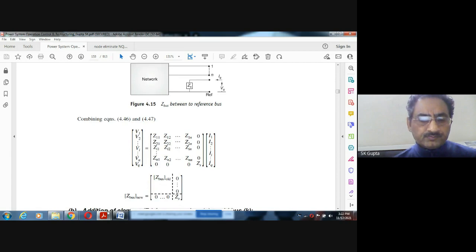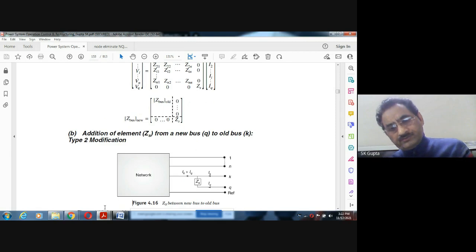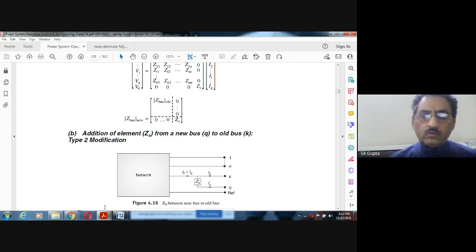Now there is a type 2 modification, which says when an element, meaning a transmission line, is added from an old bus to a new bus. Old bus means already there. Old bus is always called Q, and the new bus that is added will always be considered Q.